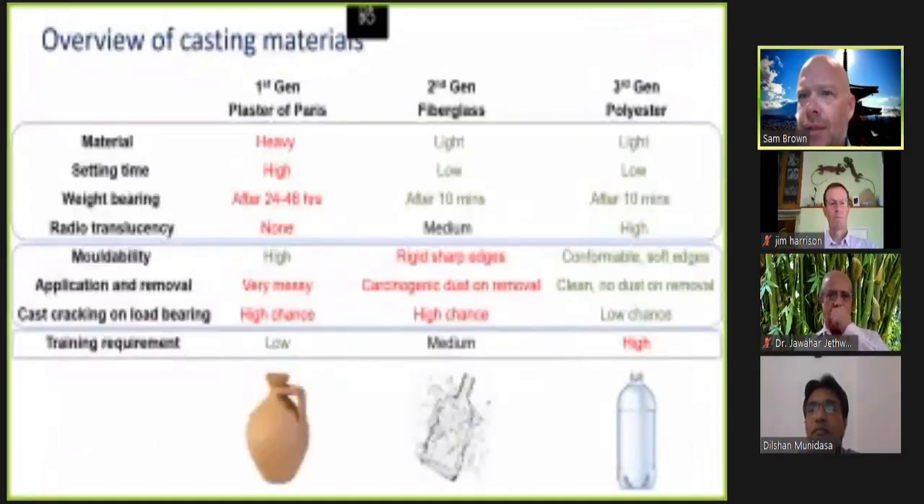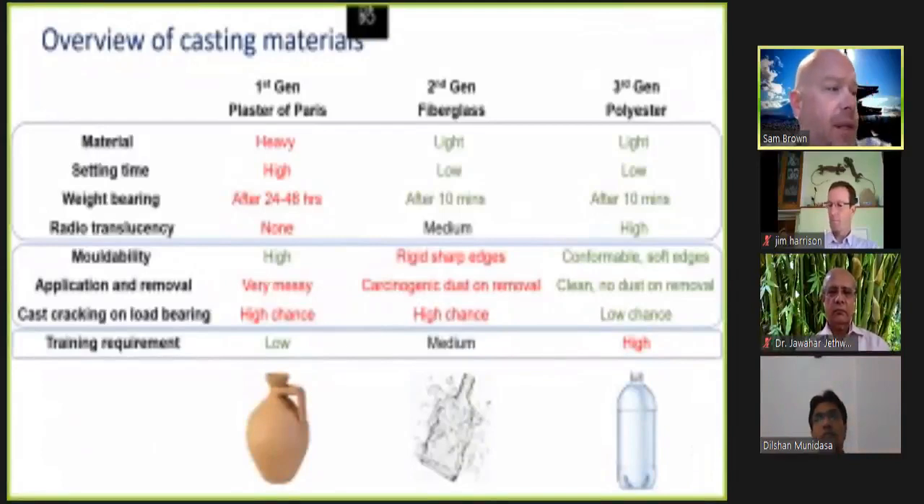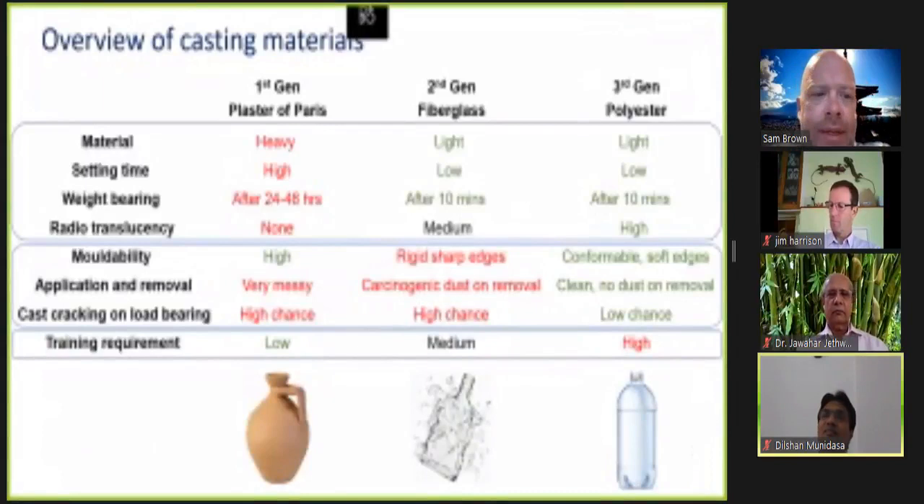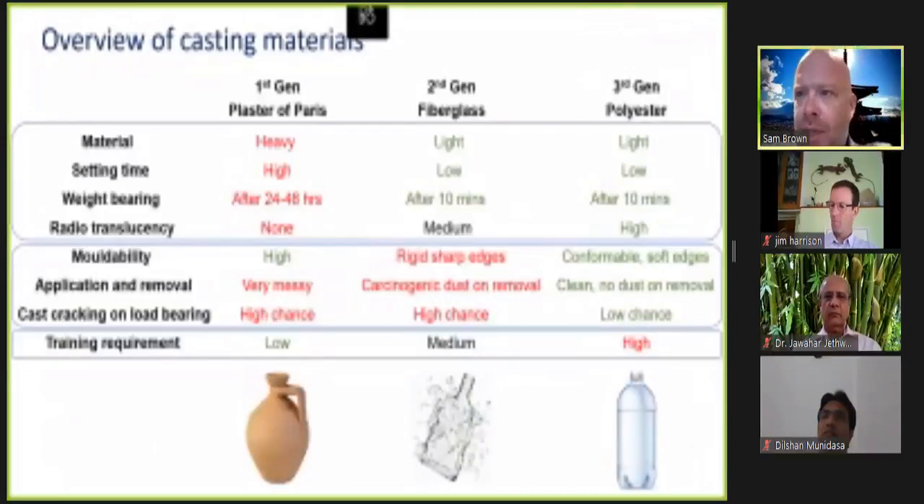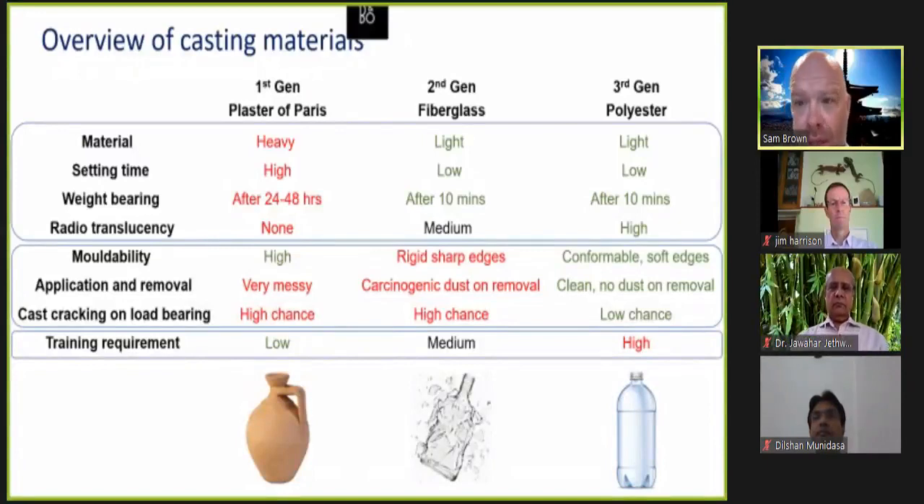Okay, so this is an overall of the three generations. The second generation was fiberglass. It was established in the late 1970s. It's a very rigid casting material. It's light. It sets very fast. However, it has very sharp edges, and there's a high chance of it cracking. The reason why a fiberglass cast will crack, especially like a short leg weight-bearing cast, is it has the glass component in it, and glass breaks. So if you put weight on it, that's going to eventually break.